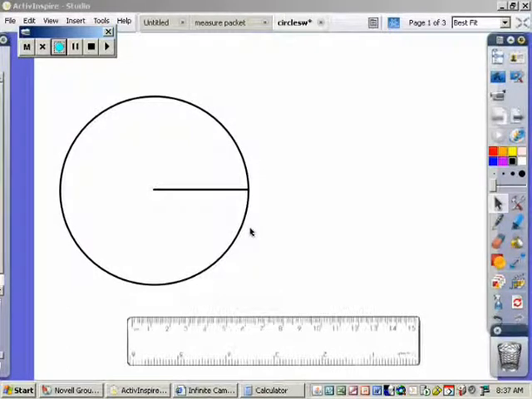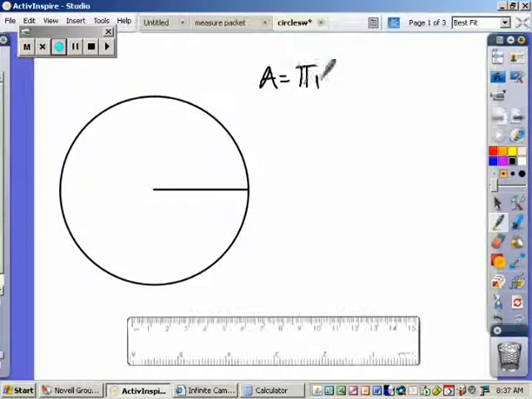Alright, let's do some work with circles. Now with circles there's two formulas we're going to need. We're going to need the formula for area, and that's A equals pi times the radius squared, and the formula for circumference, which is C equals 2 pi r, or 2 times pi times the radius.